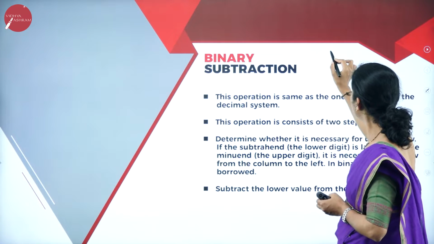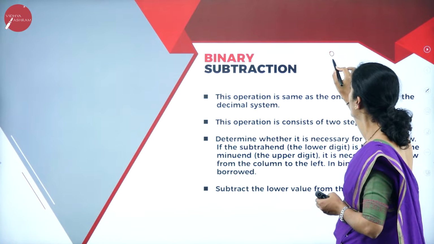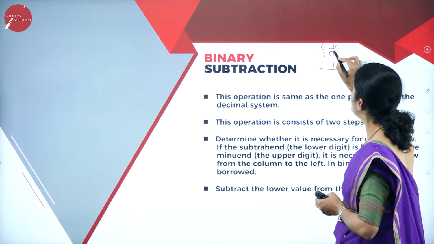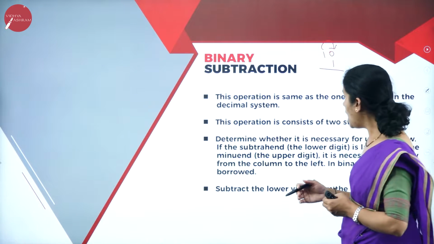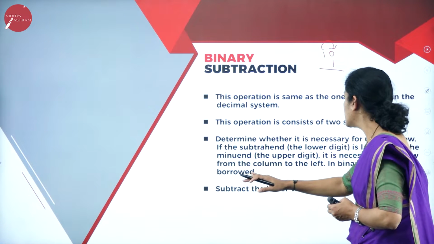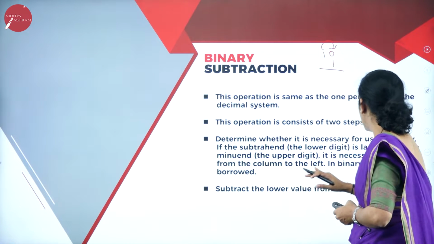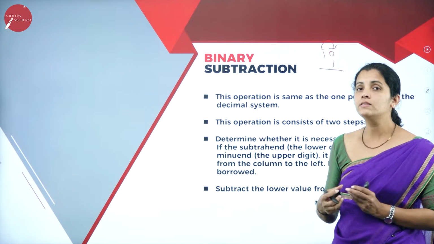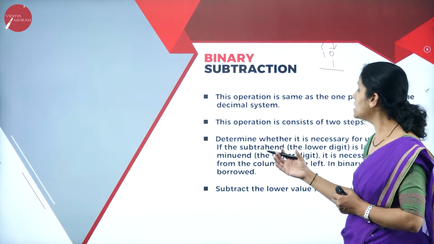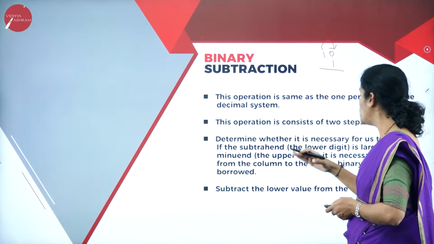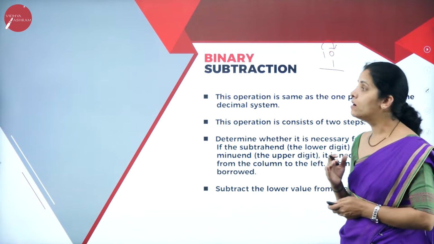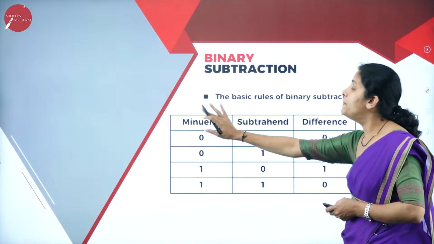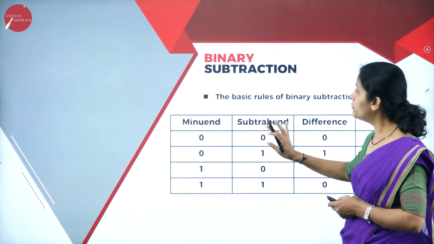For example, if I have 0 and 1, then in this situation I want to borrow 1 and subtract the lower value from the upper value. That means while performing subtraction, I start by subtracting the lower value from the upper value, and this is the basic rule I'm going to follow.